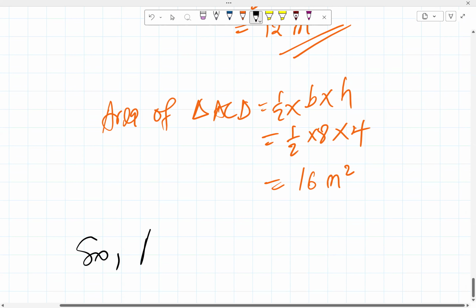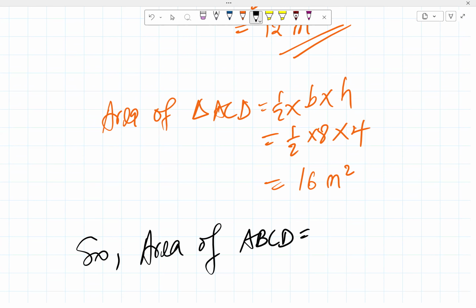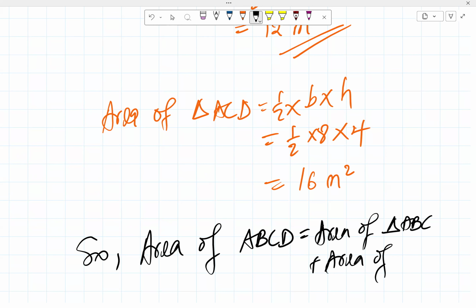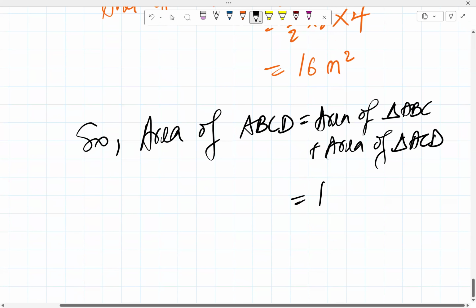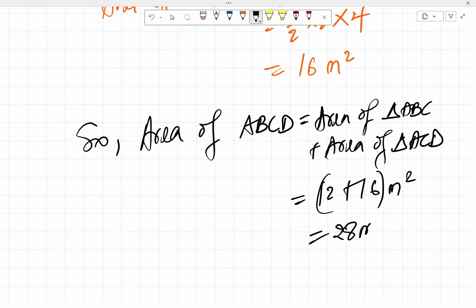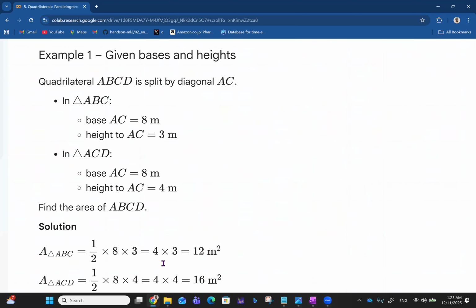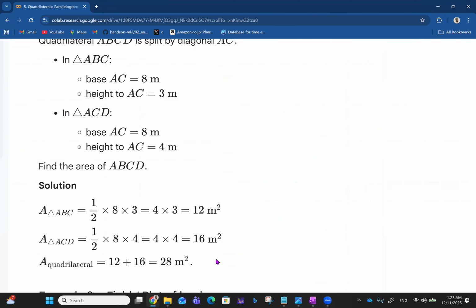So the area of the quadrilateral ABCD is the area of triangle ABC plus the area of triangle ACD. So that is 12 meters squared plus 16 meters squared. That's 28 meters squared. So you split things up into triangles and then you get what you need. So that's what we have right here, 28 meters squared.